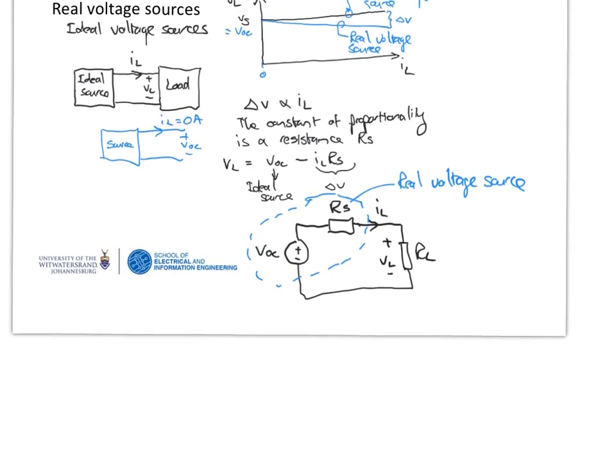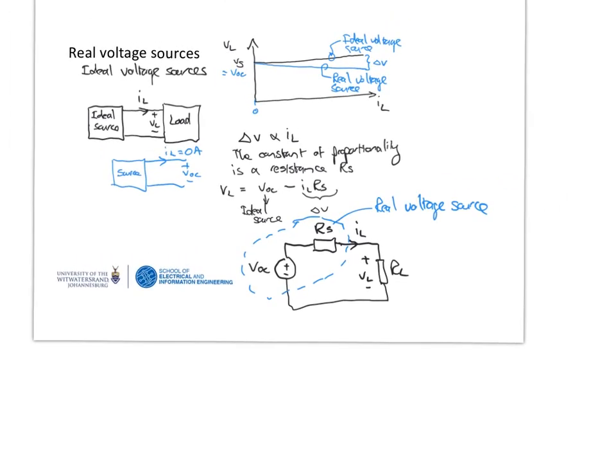So you can see two things. The first thing is that for RS much smaller than RL, the real voltage source behaves quite a lot like an ideal voltage source.